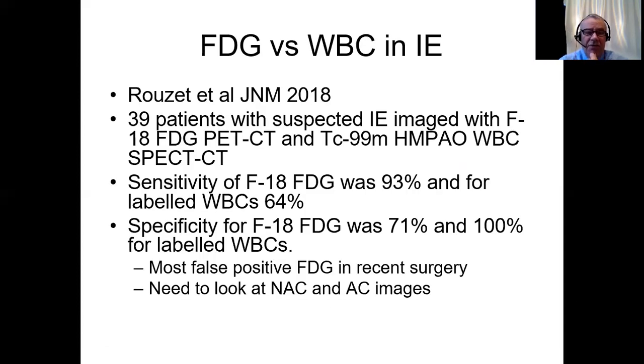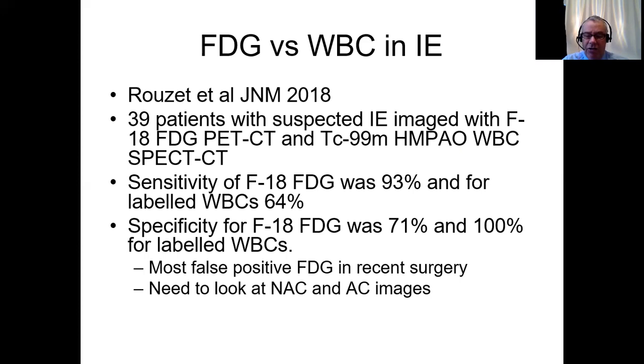So how does FDG compare with white cells? This is Francois Rouzet, published a couple of years back. He looked at 39 patients, which he managed to scan with both techniques before they were treated. And he found the sensitivity of FDG was 93%, but labeled white cells only 64%. But the specificity was a little lower, and the false positives were in patients who had a recent cardiac surgery.